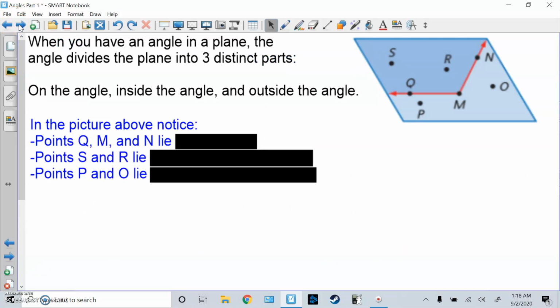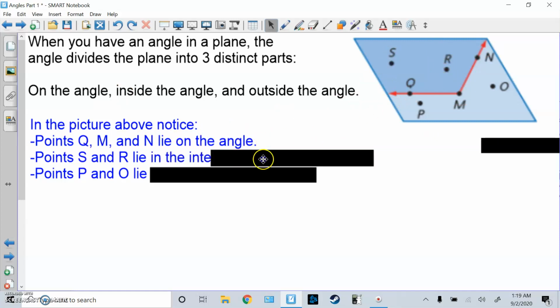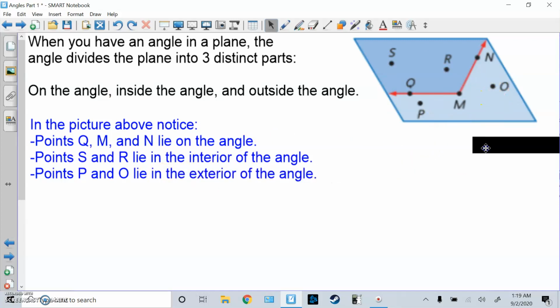When you have an angle in a plane, the angle divides the plane into 3 distinct parts: on the angle, inside the angle, and outside the angle. So in this picture right here, notice that Q, M, and N are on the angle itself. Then S and R in this dark shaded area are inside the angle. We call that the interior of the angle. And then P and O are in this outside part. We call it the exterior of the angle.